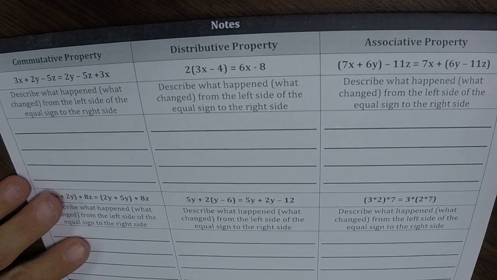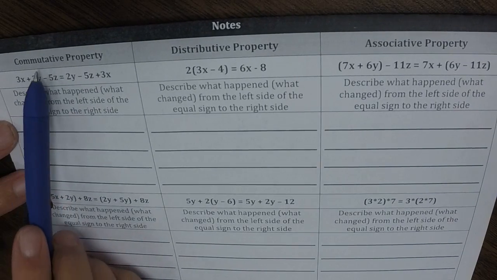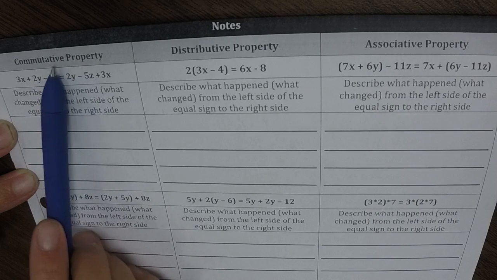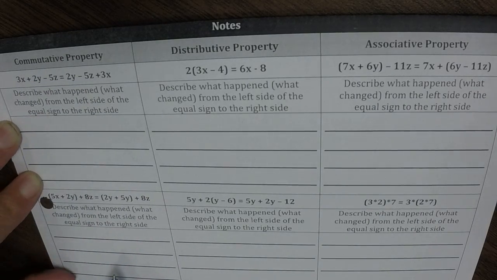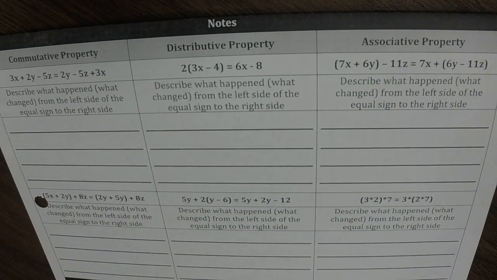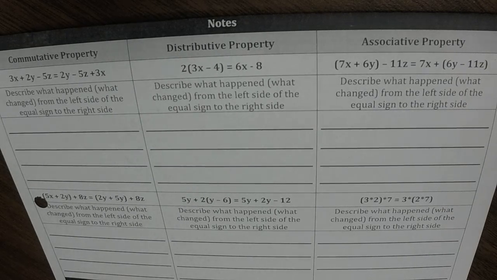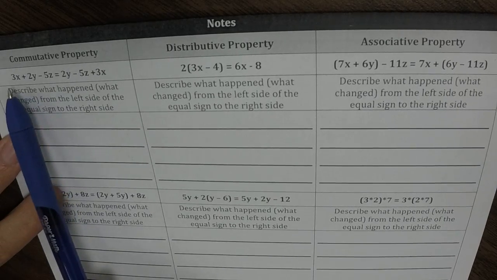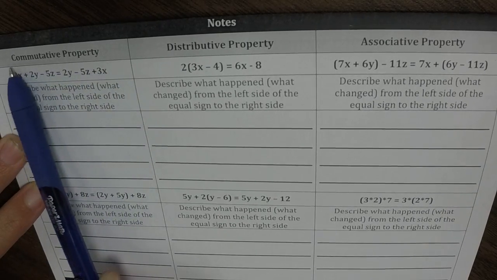And the first thing that it says is commutative property. So we're going to be looking in this column at the commutative property, this column at the distributive property, and this column at the associative property. If I were to give you the actual definitions of those, they are not that easy to understand. But what I would like for you to do is look at this equation right here.